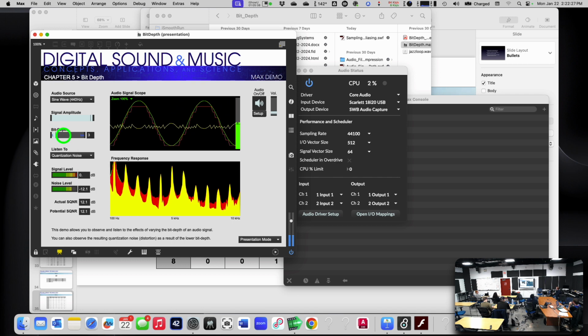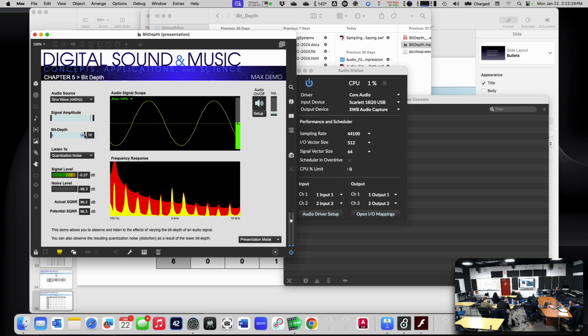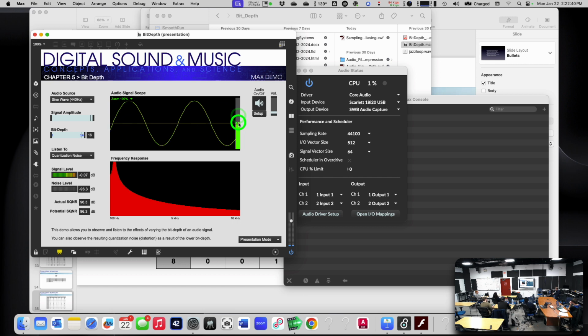But if I go back up to 16 bits, I don't have any noise, because I've got enough bits to encode all the values. And you can't even see the steps anymore. If I try to slow this thing down, oh, I can't get that. Oh, there we go. I can't see it. So you can't really see the red line anymore because it's encoding it pretty well.